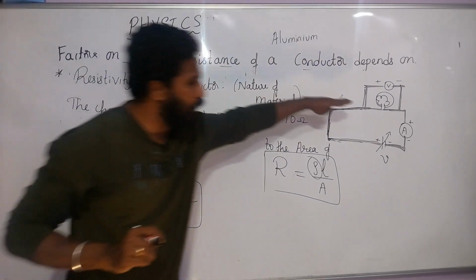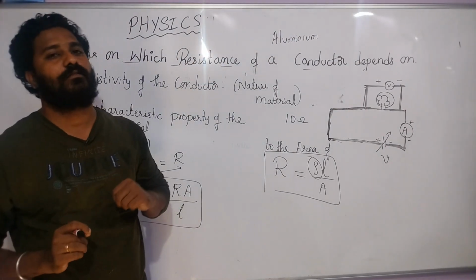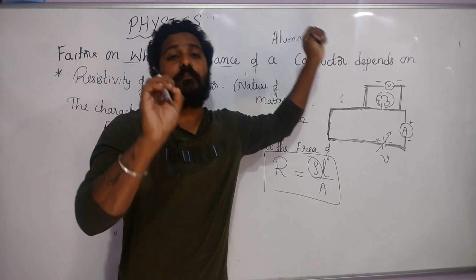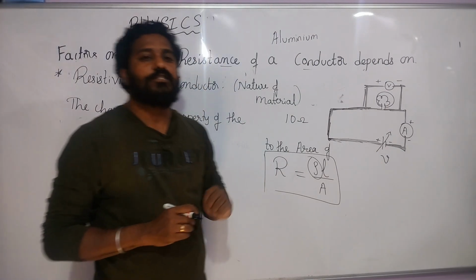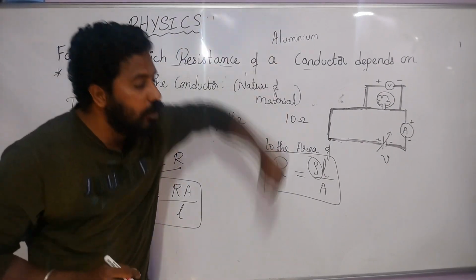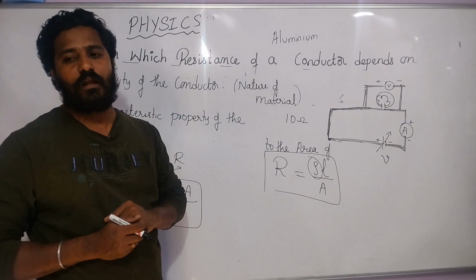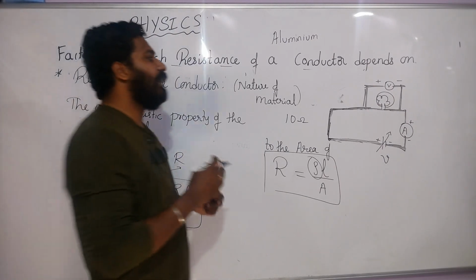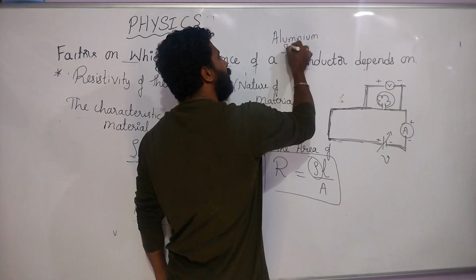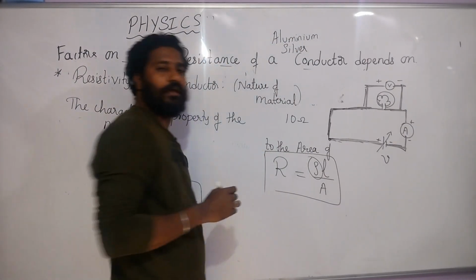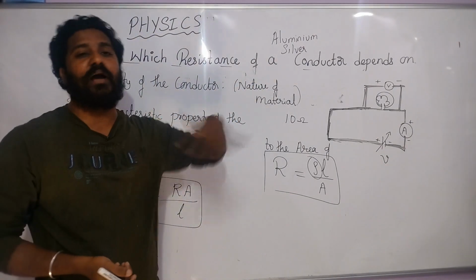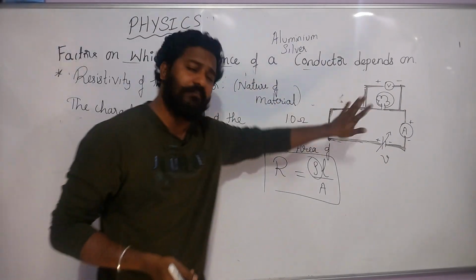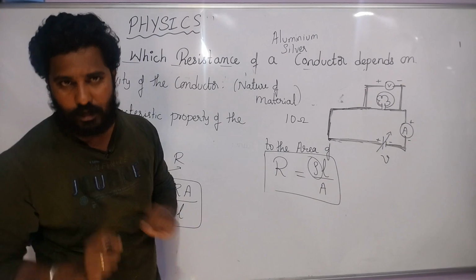Now I'm talking about resistivity. Which wire am I using now? Aluminium wire. Now instead of aluminium, what if I use silver? So now I am changing the entire wire, keeping the same length, same area and all.